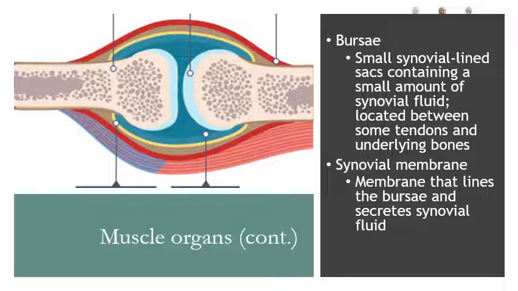Here's more about bursa. Bursa is a small synovial lined sac containing a small amount of synovial fluid located between some tendons and underlying bones. Synovial membrane is the membrane that lines the bursa and secretes the synovial fluid.